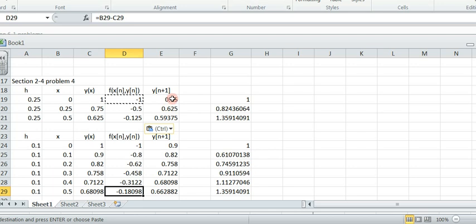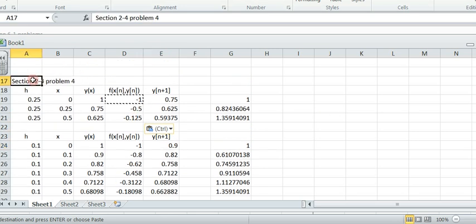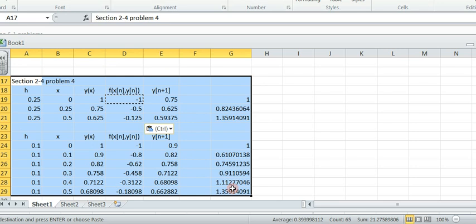And the next spot, C19 plus A19, right? Blah, blah, blah. Yep. And we're getting closer to the right answer. So that's all that matters. Okay. Now we're going to move on to problem number 6. And for problem number 6, we'll again copy and paste everything and only change what we have to change.